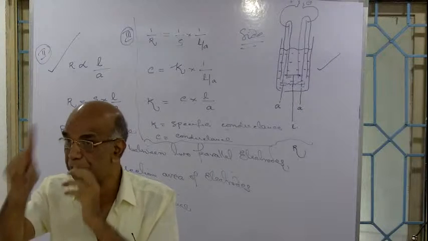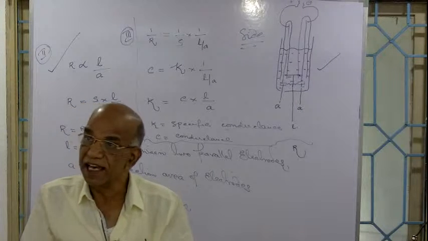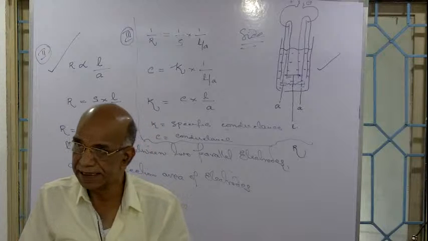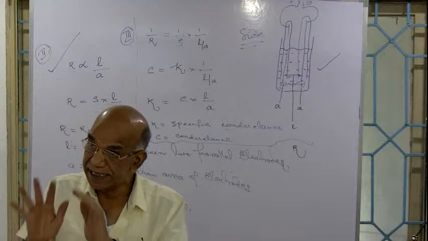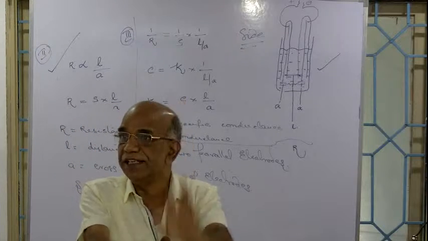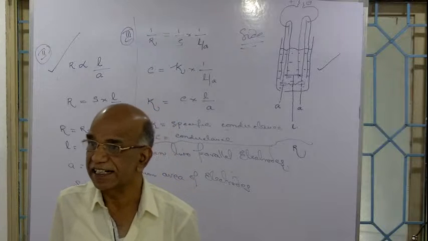That platinum strip has an area of 1 square centimeter. So this current which is getting produced, we call it specific conductance.